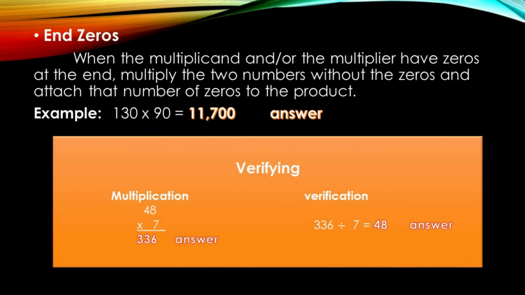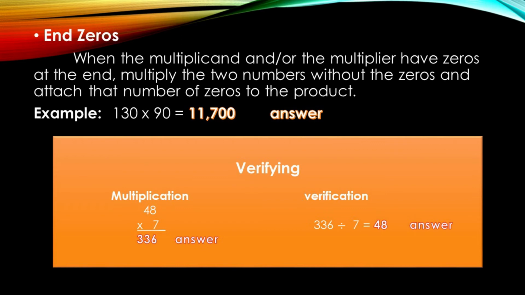Next, and zeros. When the multiplicand and or the multiplier end in zeros, multiply the two numbers without the zeros, then attach the number of zeros to the product. So for example nga po, in and zeros, 130 times 90 is equal to 11,700. So ibig sabihin po class, yung ating given, always po siya nagtatapos sa 0. Kaya po yung ating answer din, same lang din po na nagtapos sa 0.